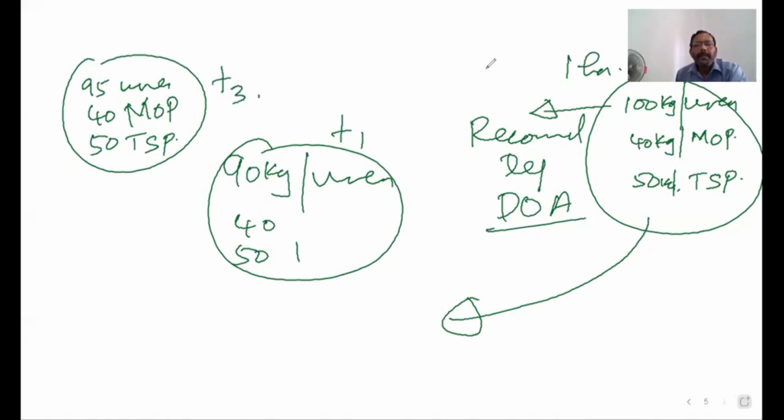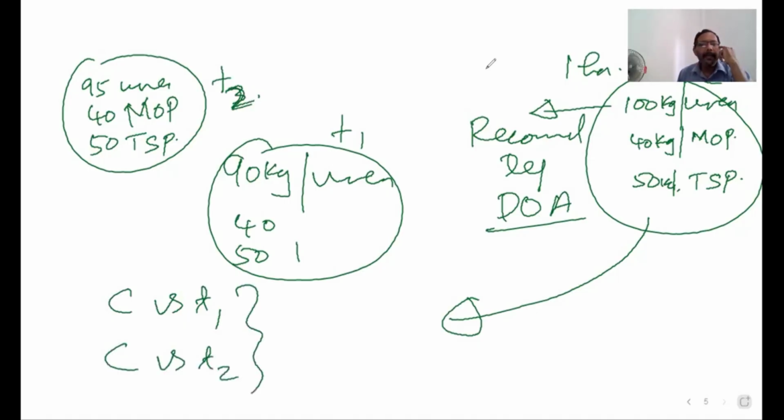Now, I want to compare. This is control. I want to compare always C versus T1. This is T2. C versus T1, C versus T2. These are the two comparisons I want. This is C, meaning what we are practicing at present. This is what I am thinking, whether by formulating the T1, we can have better yield than the present one or the recommended one, the control one.